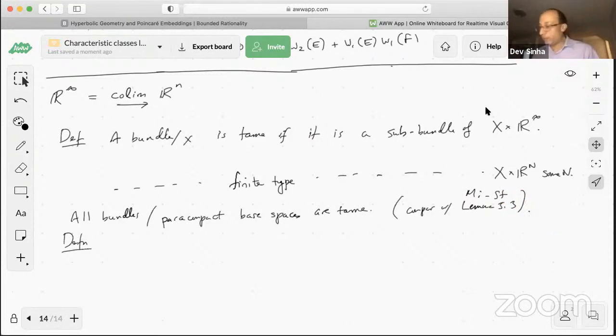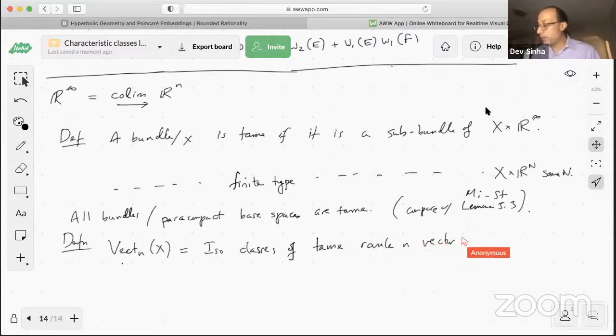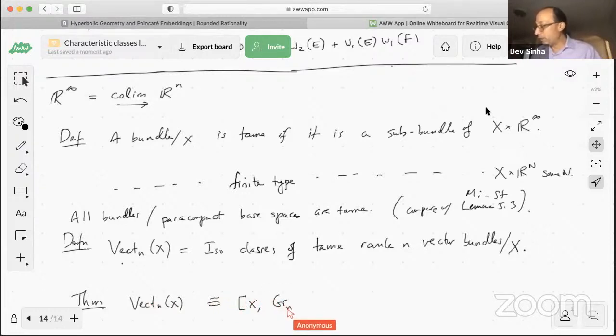So let's just say that Vect_n(X) is the set of isomorphism classes of tame rank n vector bundles over X. And then the theorem, that's all I want to talk about today, is the fact that Vect_n(X) is isomorphic as sets to the set of homotopy classes of maps from X to the Grassmannian of n-dimensional subspaces of R infinity.